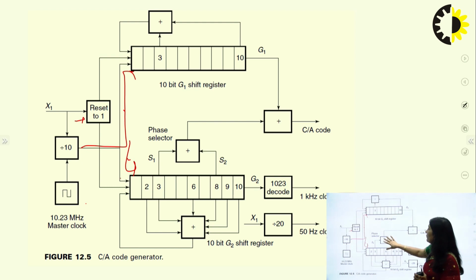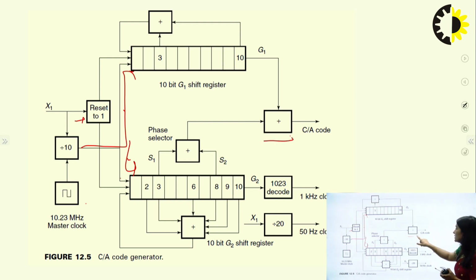Okay, now we have some feedback taps available. These feedback taps simply determine what sequence we want to generate. I mean, if we want to generate 1 0 1 1 1 or we want to generate 0 1 1 1, any combination we can generate with the help of these feedback taps. So this is how the C/A code and clock frequency are generated in the C/A code generator.